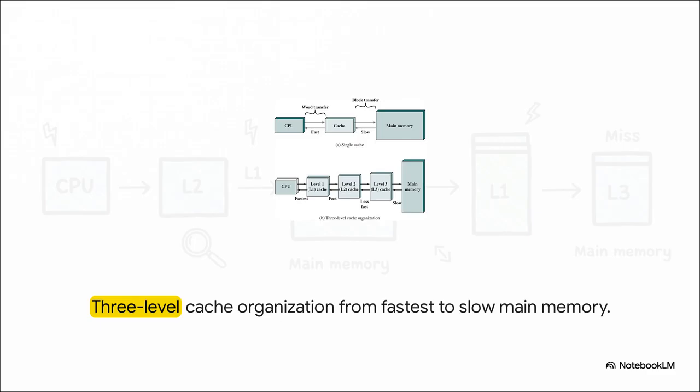Levels 2 and 3 provide slightly larger, but slightly slower, staging areas. Maybe L2 is a bookshelf next to the desk, and L3 is a small cabinet inside the office. It creates this perfect, graduated system of speed and storage size.